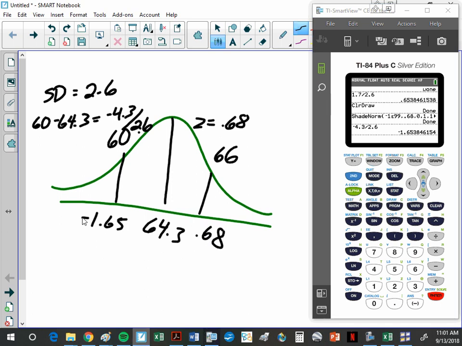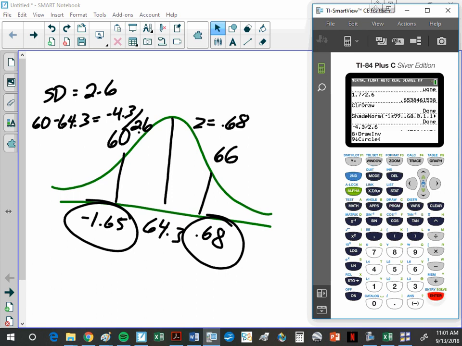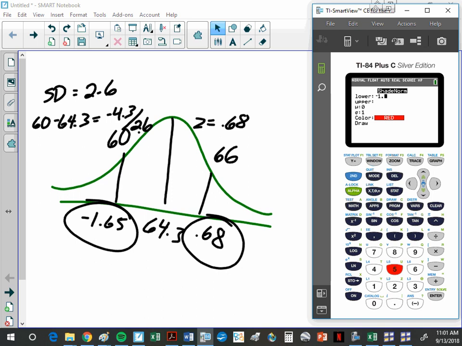So I need to do a shade norm from negative 1.65 to 0.68. So negative 1.65 to 0.68 and I get 70.2. Why does that sound reasonable?